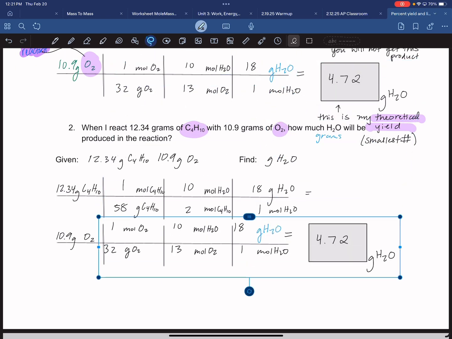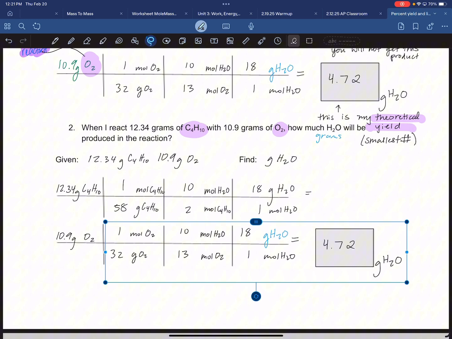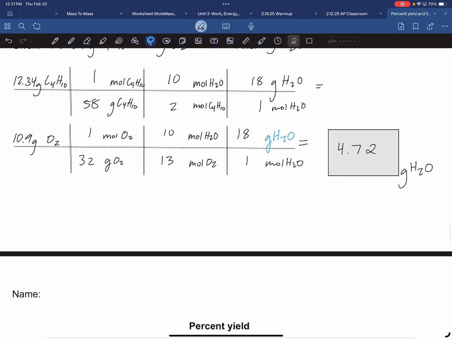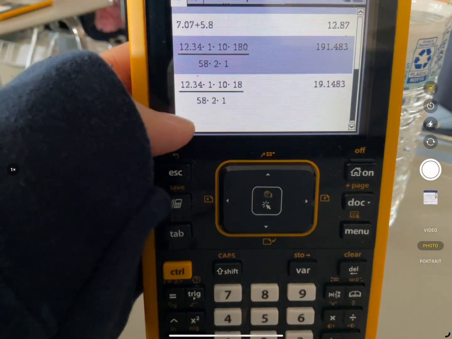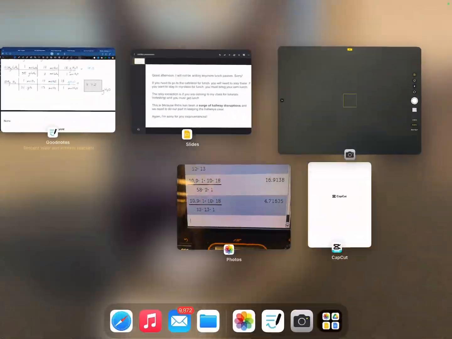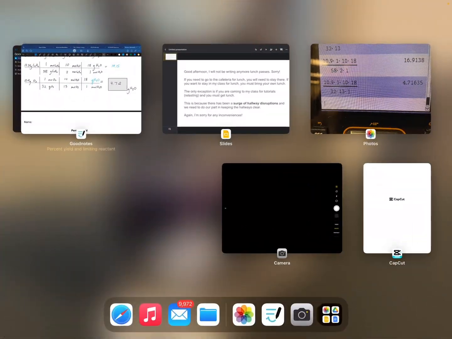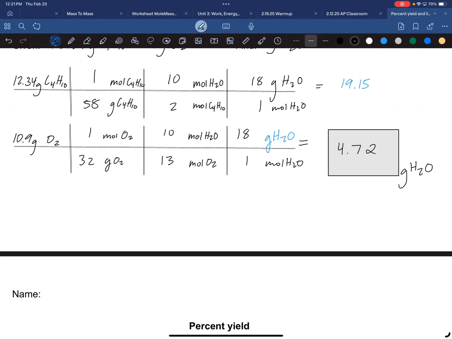It is 19. Yes, so now whenever you put this in your calculator, you should get 19.15. I'll go ahead and pull up my camera, so it should look like this. 19.14, 83. Okay. All right.